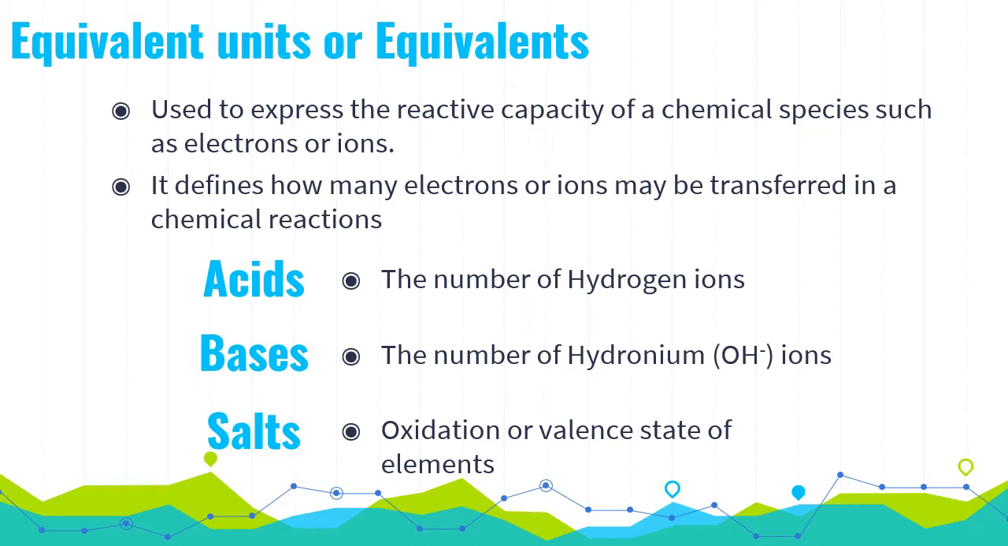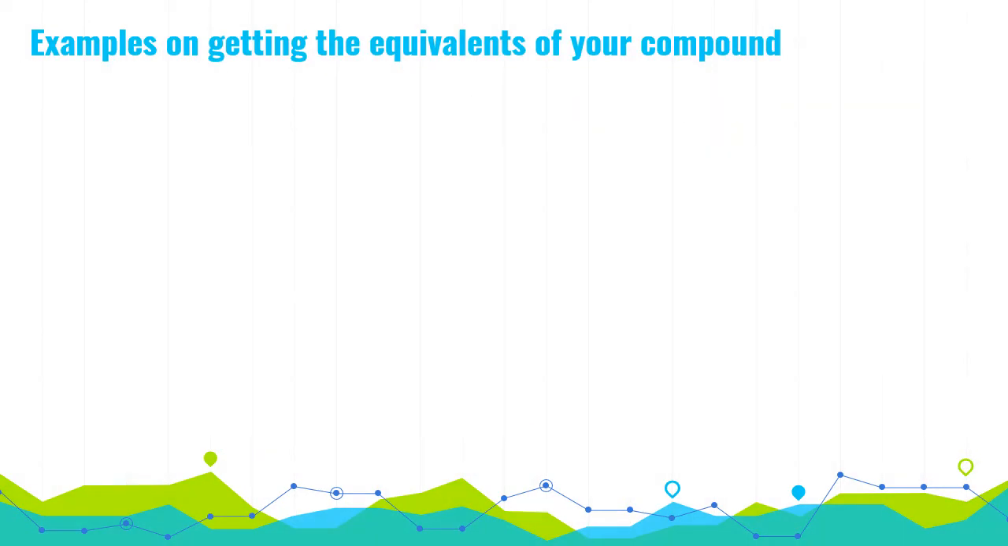To be able to learn how to compute for normality, we should know how to get our equivalents or our equivalent units. Let's practice getting the equivalents of our compound. The first example is HCl or hydrochloric acid. Hydrochloric acid is an acid. Therefore, we just need to count the number of hydrogen ions we have in this compound. Therefore, for HCl, our equivalence is equal to 1 equivalent per mole.